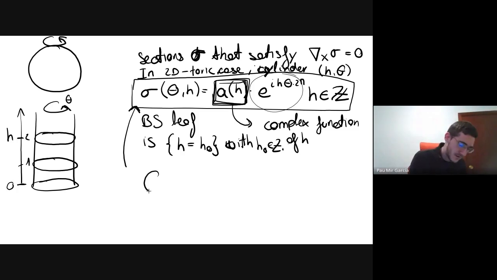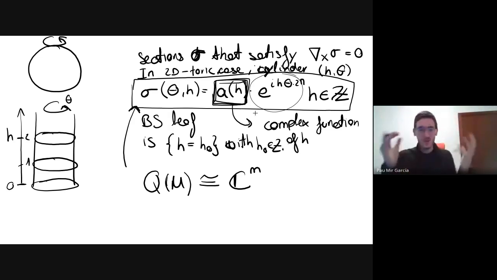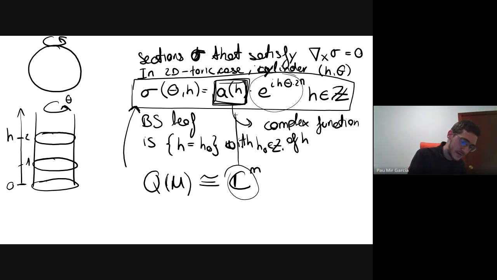So the isomorphism you have at the end is that Q of M is isomorphic to C to the m, because this space, this module, this space of functions, exactly accounts for all the possible functions you can have here. You can have here any complex value. So this a(h) is the freedom you have, what gives you this complex space. And you have this for each Bohr-Sommerfeld leaf.